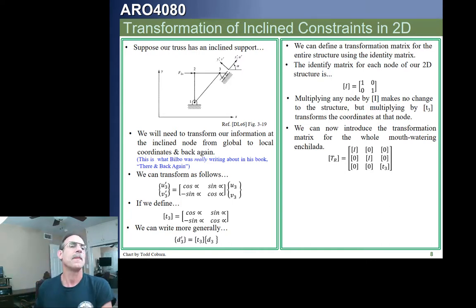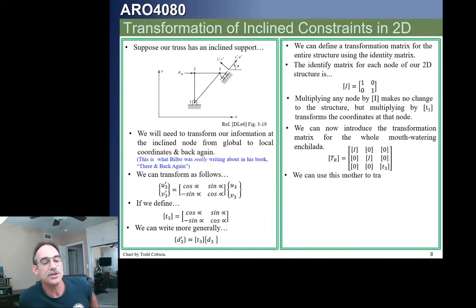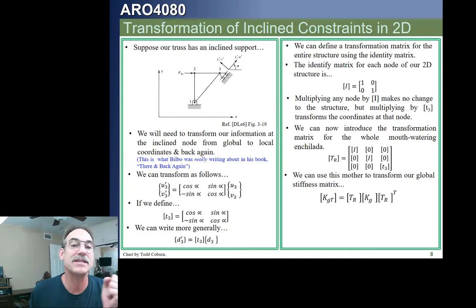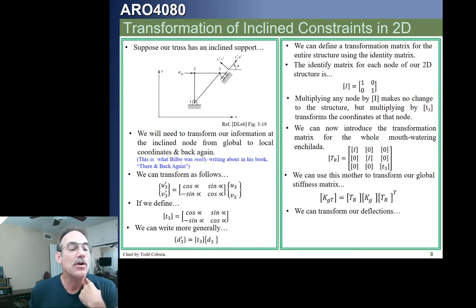Got that? Now that we have this transformation matrix for all nodes, we can use this matrix to transform our global stiffness matrix. So we're going to take our global stiffness matrix, pre and post multiply it by this T sub r, and this will give us the transformed global stiffness matrix. Now we're going to need to use our old global stiffness matrix and the new global stiffness matrix, okay? So what we're going to do now is use this. We can now reduce our matrix in the same way as before, right?